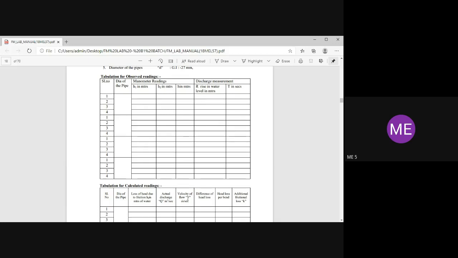Velocity of flow V equals Q divided by A. Then difference of head loss, HF1 minus HF2, head loss due to per bend, and these are the three additional things there.